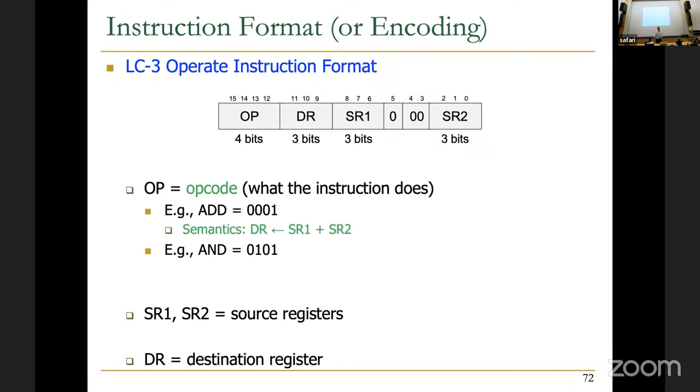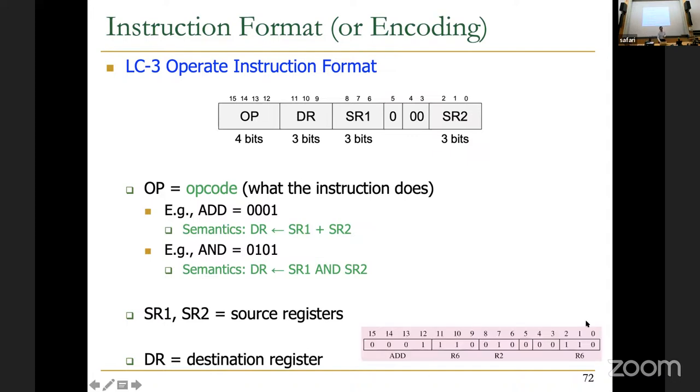So the instruction set architecture needs to specify the semantics of the instruction, of course. So semantics says destination register value should be set to the source register one's value plus source register two's value. For AND, this is not an addition. It's an AND, basically, bitwise AND. And again, this is defined by the instruction set architecture and the hardware-software interface. Essentially, this is what the programmer assumes the instruction would do. It's up to the underlying implementation to make sure that this is actually what happens, right? Okay, and this is the encoding, as you can see.